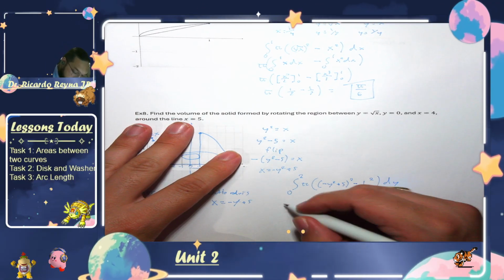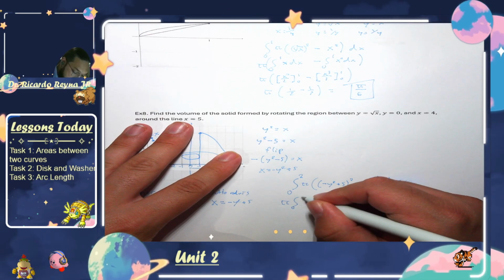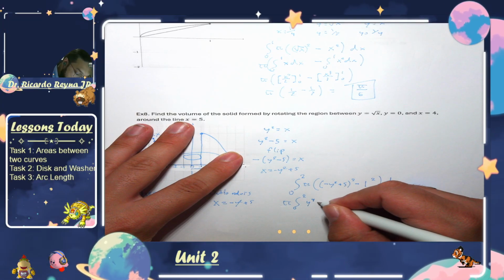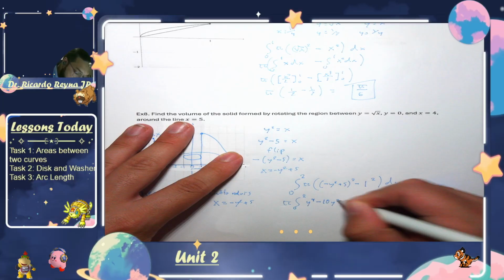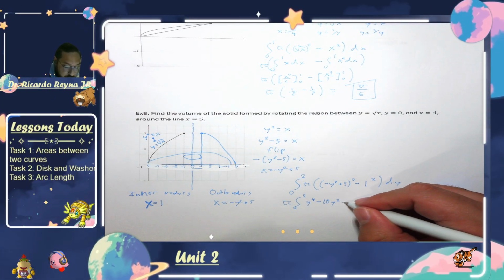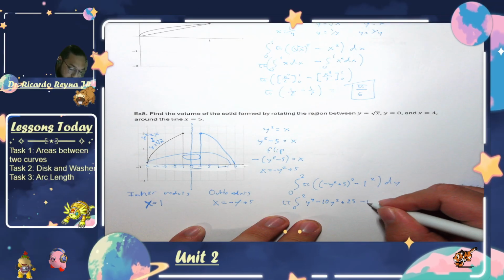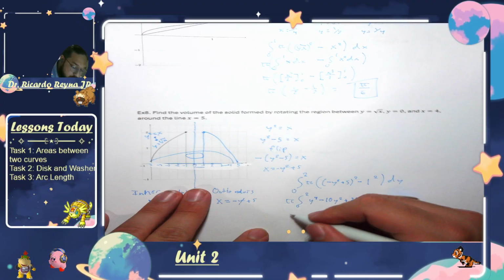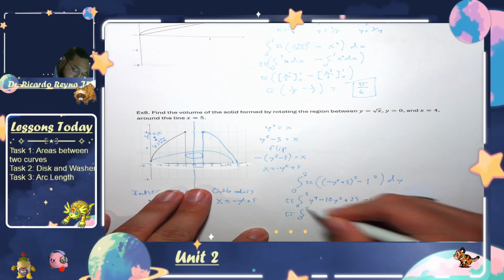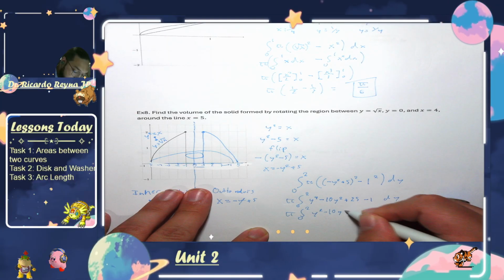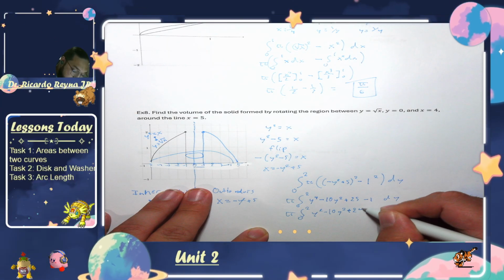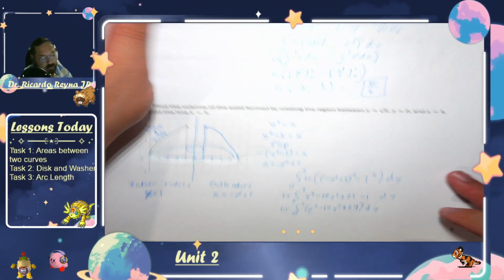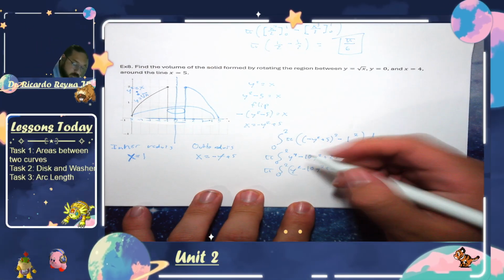I'm going to take out the pi. We get y to the power of 4, and then minus 10y squared, and then plus 25 minus 1, because 1 squared is 1, dy, and that becomes plus 24 dy. I'm going to practice us not separating these just to see if we can do it.